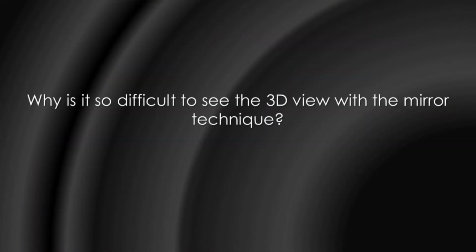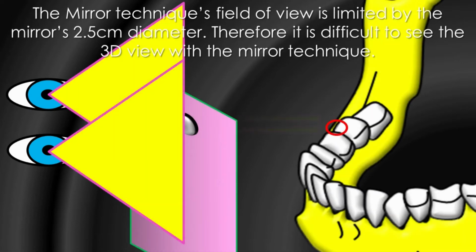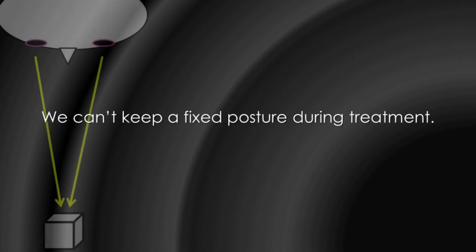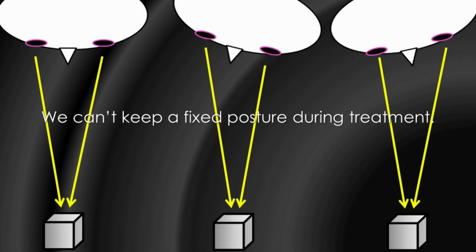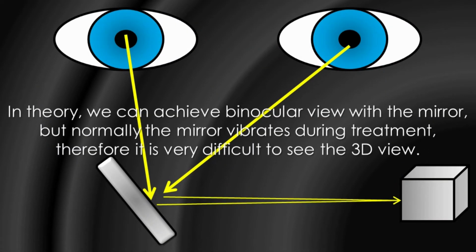Why is it so difficult to see the 3D view with the mirror technique? I have two theories. The mirror technique's field of view is limited by the mirror's 2.5 centimeter diameter. Therefore, it is difficult to see the 3D view with the mirror technique. Next, we can't keep a fixed posture during treatment. In theory, we can achieve a binocular view with the mirror, but normally the mirror vibrates during treatment.